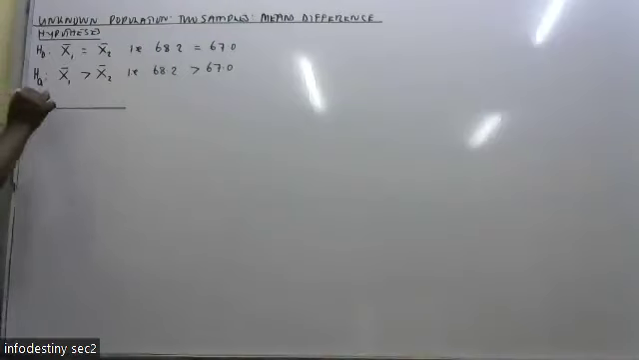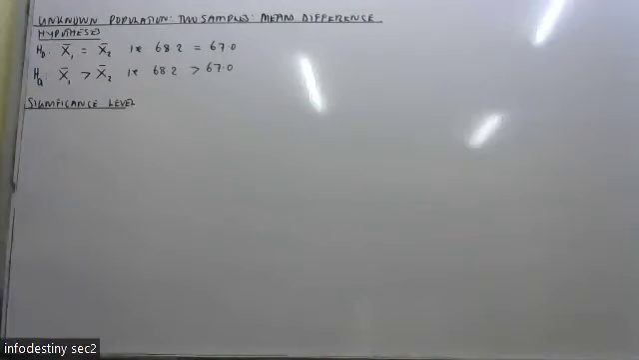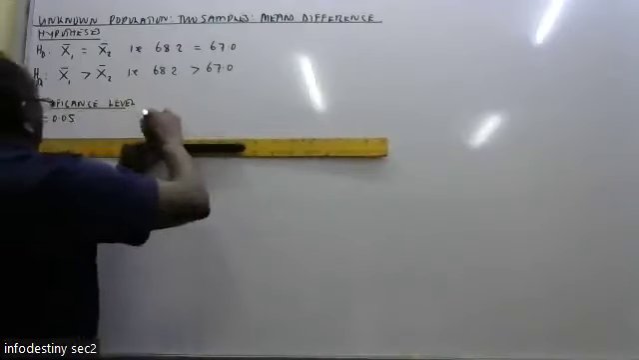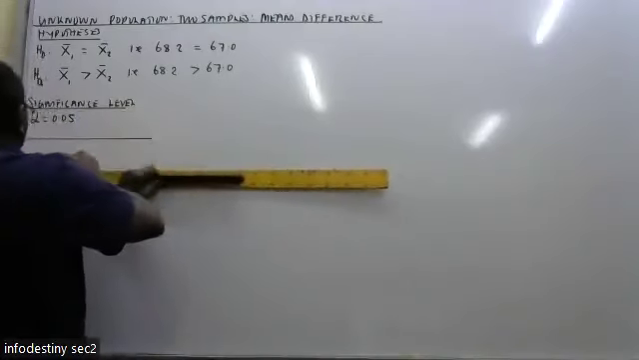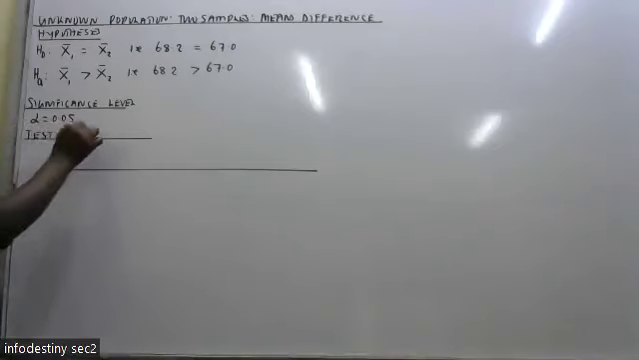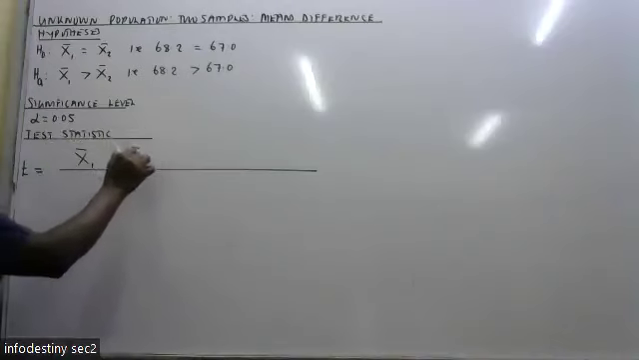So we have now significance level. Alpha is 0.05. This is test statistic. T is given as x bar 1 minus x bar 2.